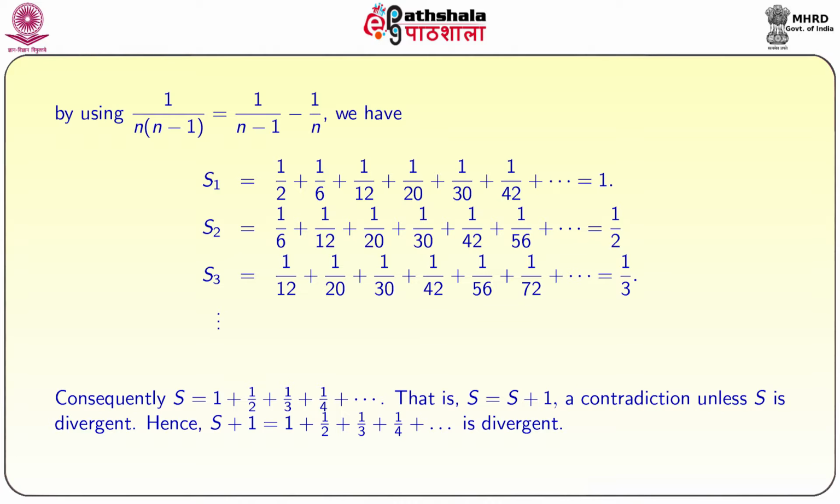So, finally, we will get S equal to S1 plus S2 plus and so on. So, we will get S is equal to 1 plus 1 by 2 plus 1 by 3 plus 1 by 4 and so on.